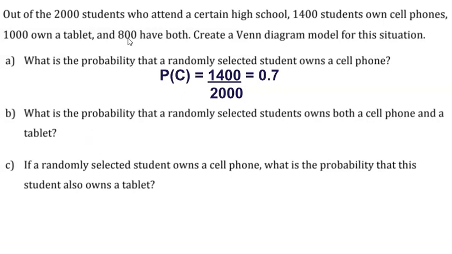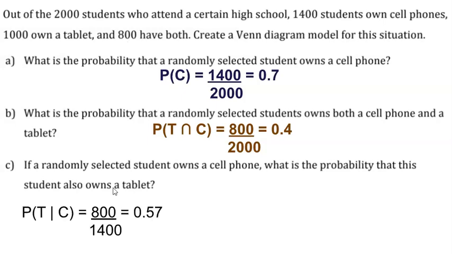Well, there are 800 that have both out of the 2,000 students, so that is 0.4. If a randomly selected student owns a cell phone, what is the probability that they also own a tablet? Well, there are 1,400 students that own a cell phone, and 800 of those students have both. That means that the probability of a student who has a cell phone having a tablet is 0.57.